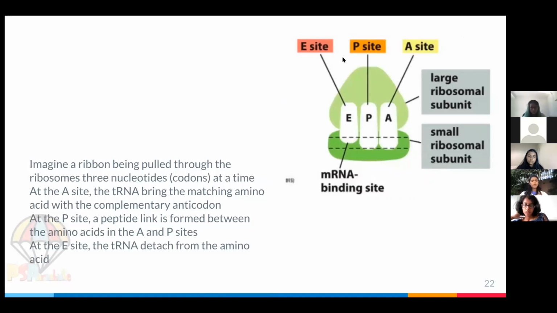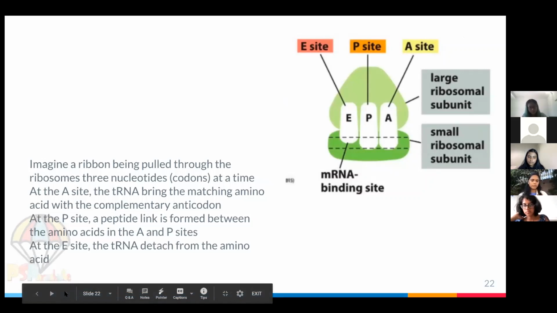So I think a really good way to think about it is like a ribbon that's being pulled through a sort of strange burger sort of thing. And at each point, there's a specific role. So I've just summarized them again in that little text thing there.